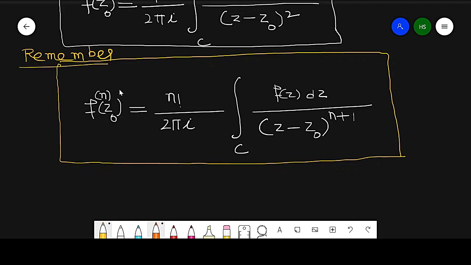Remember that this formula is very important. The nth derivative of the function at point z naught is equal to n factorial over 2 pi iota integration f z over z minus z naught raised to power n plus 1. So that is our result.